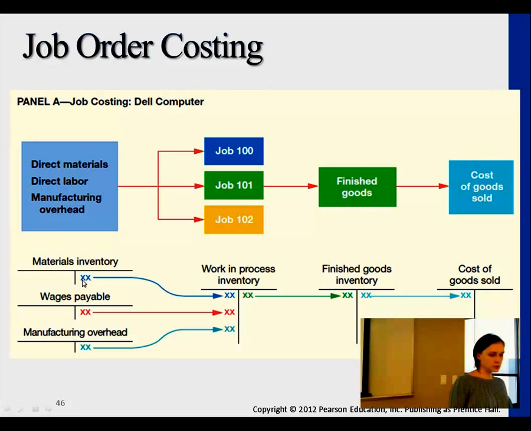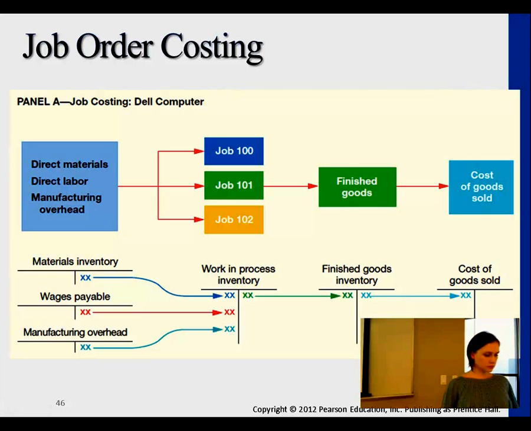Here it is in a little bit more detail. You have materials inventory, and I'm going to transfer some of that cost into work in process inventory. Same goes for wages payable, and then manufacturing overhead. Once I have to move that cost to my finished goods inventory, I'm going to write the exact amount that I have on the left; the same should be here on the right. So I'm going to move that cost from work in process inventory to finished goods inventory, and the same story is for cost of goods sold.